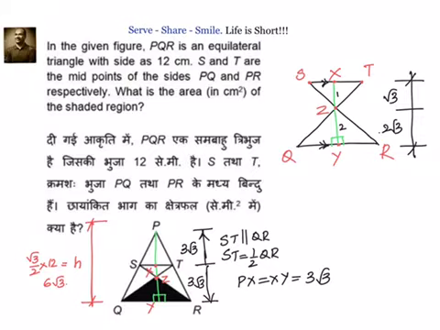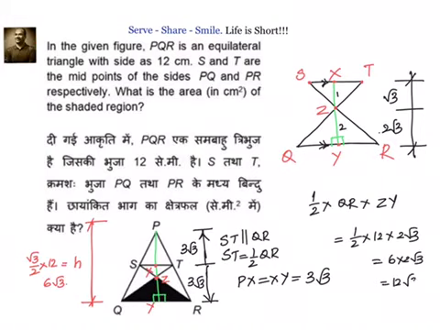So let's go ahead and write down the area of the shaded region. That's equal to half into base QR into height ZY. But we know half into QR is 12 into ZY. Just now we found out that is 2 root 3, which is equal to 6 into 2 root 3, which is equal to 12 root 3 cm square. So let's have a recap of this problem.